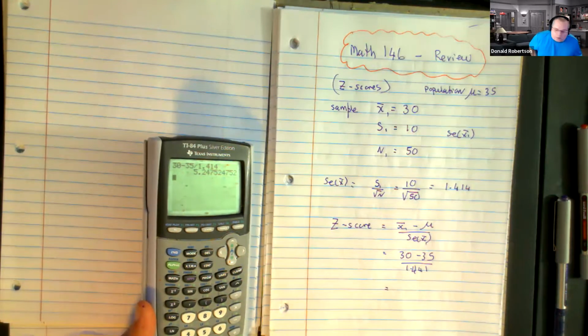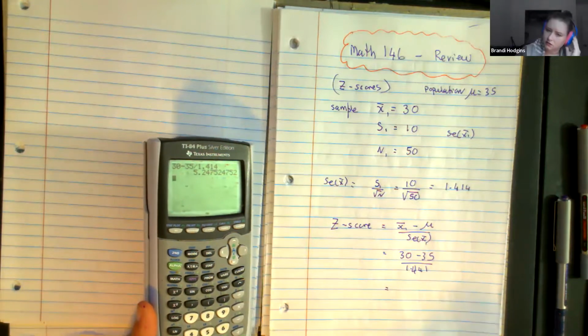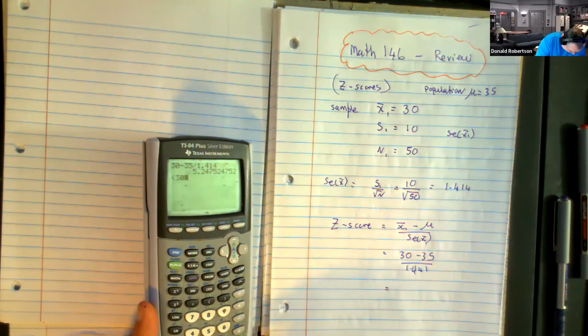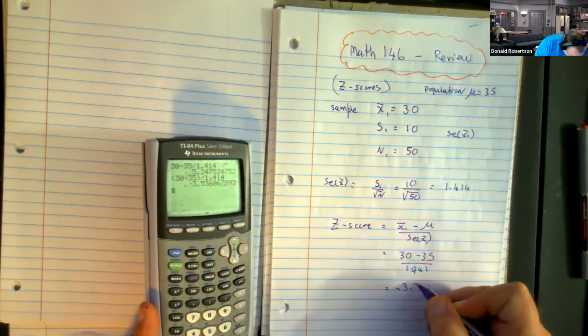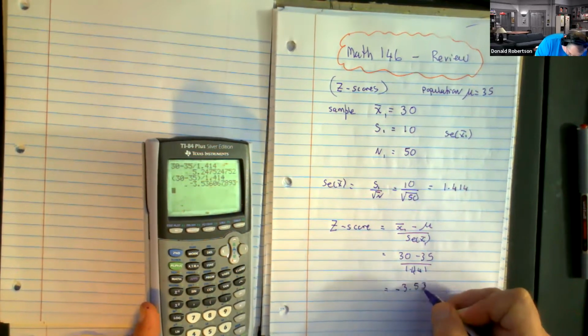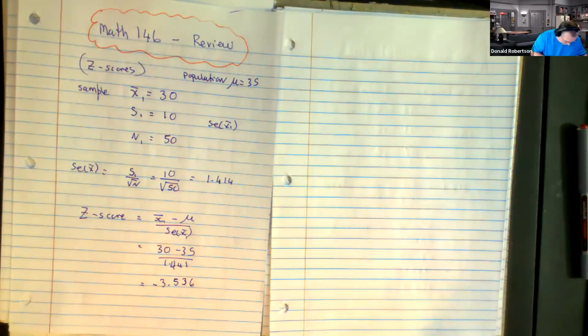What's wrong in my calculation? You didn't put the brackets in. Okay. So (30 take away 35) divided by 1.414. And in this case, the z-score would be negative 3.536 and so on. Now that's one situation where you may get the z-score.